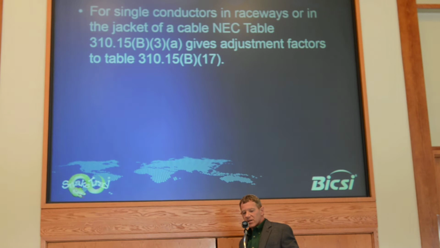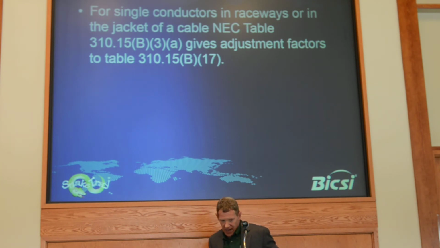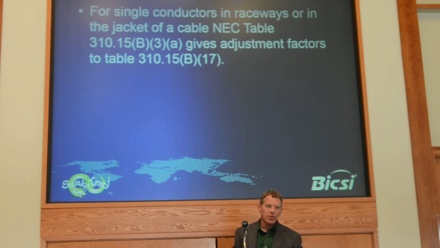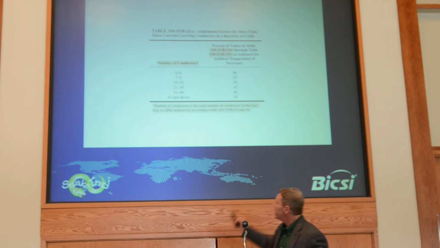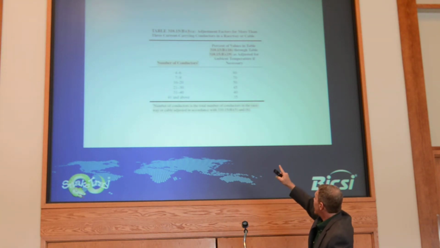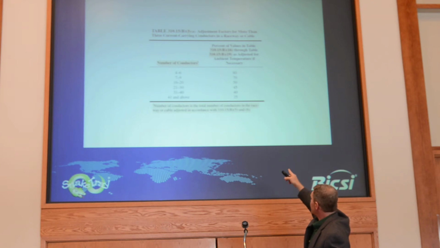For single conductors in a raceway or in the jacket of a cable, there's a table that gives adjustment factors based on the number of conductors in the jacket. These factors are determined by the number of cables in the jacket or raceway. Most people have seen this table before. It's pretty common. You're thinking about stuffing cables in a conduit. If you have this number of cables, then you get that correction factor.